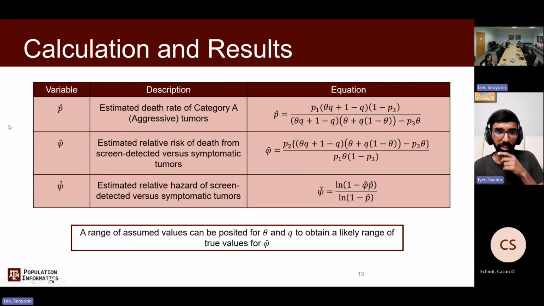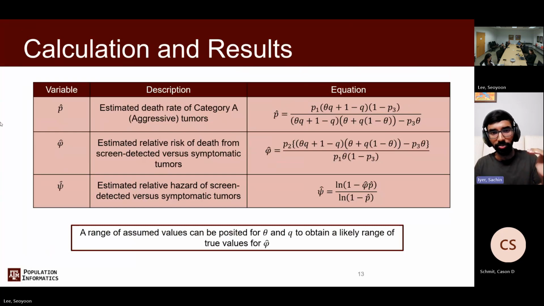So if you go to the next slide, ultimately the whole model boils down to this. As someone who's implementing the model, what is most relevant to us are these three formulae. The first one is the estimated death rate for aggressive tumors, which is given by this formula. And you can see that this formula depends only on the observed variables from the previous slide, which are P1, P2, P3, and Q, theta.